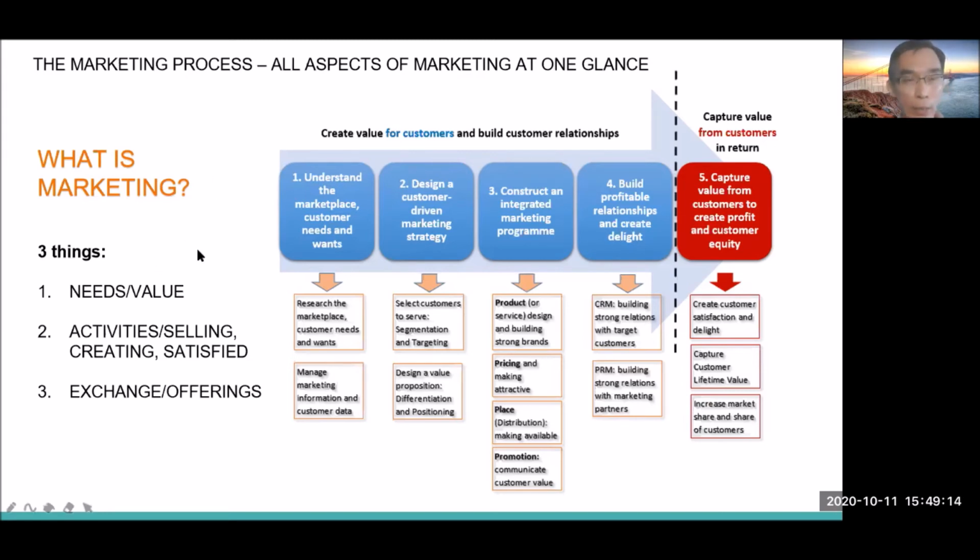So what is marketing? Marketing is actually quite simple. Just think of it in three things only. There is a need, and you create value to fulfill that need. And then there are needs in the market for which you have to generate activity. So there's a lot of activity going on to do marketing, and this activity is basically selling, creating the needs, and also satisfying the needs. And then at the end, if there is no clapping of hands, if there is no party A and party B, or buyer and seller, there is no marketing, because you are just talking to A. So there is an exchange and an offering. If you have these three parts, you are talking about marketing already.